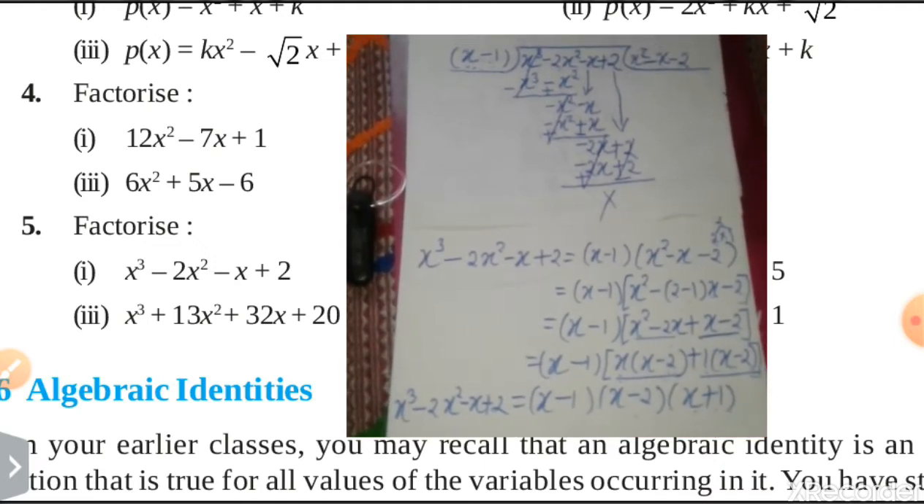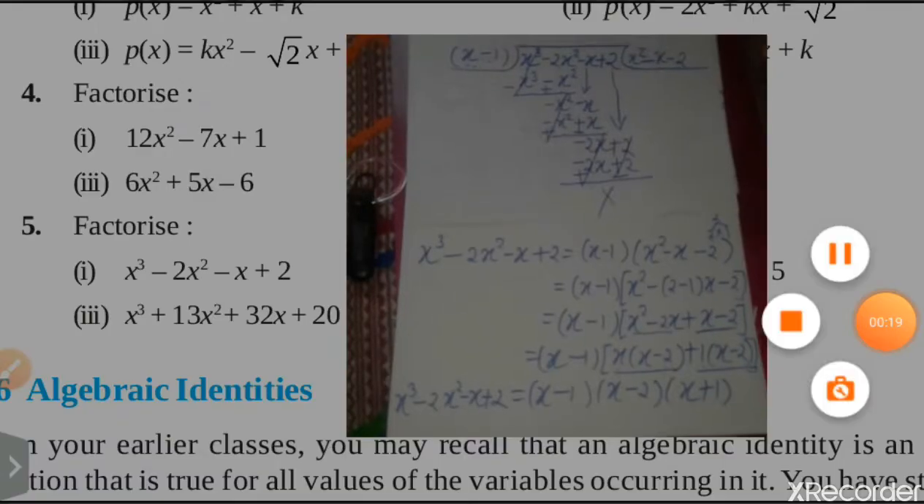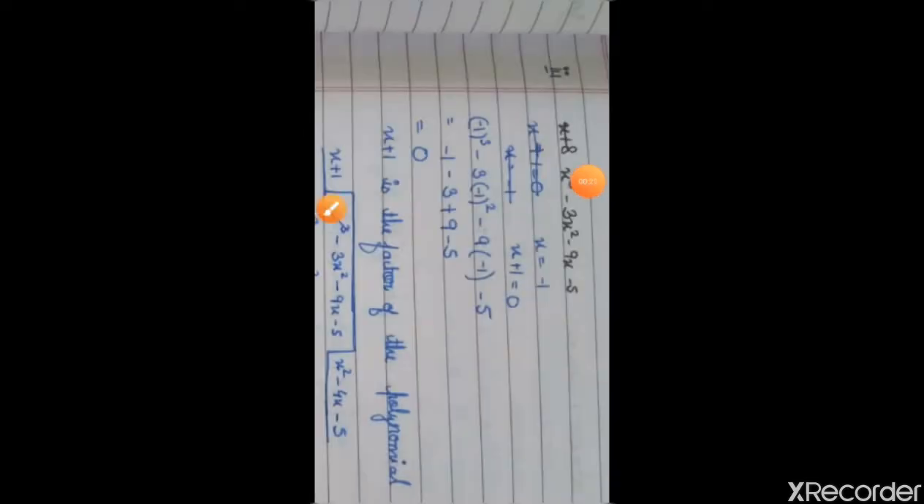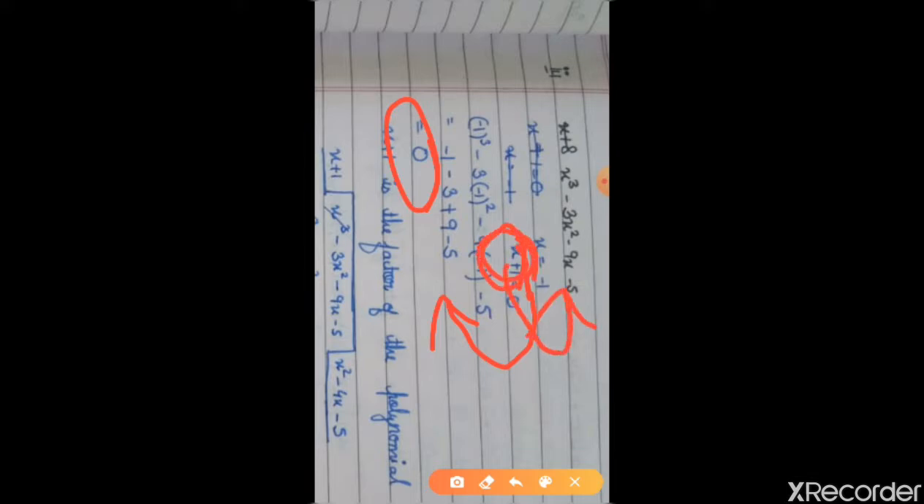Okay, now I will show you the next questions one by one. In the next part, we have put the value x equal to -1 and substituted it, and the answer is coming 0. Hence x plus 1 is the factor of this polynomial.